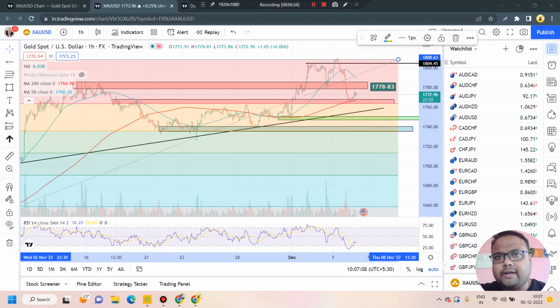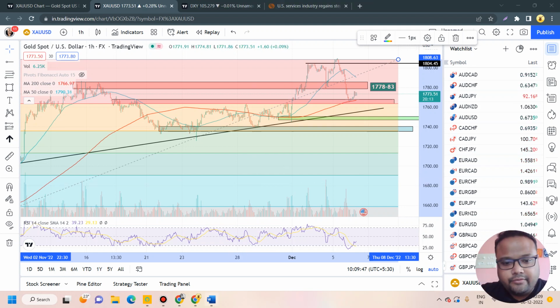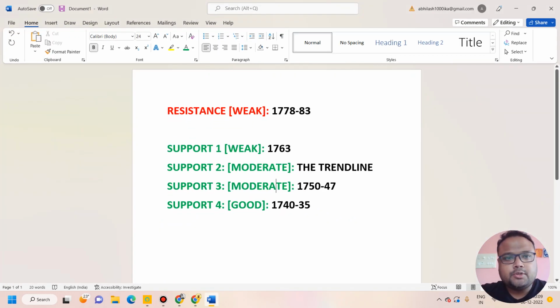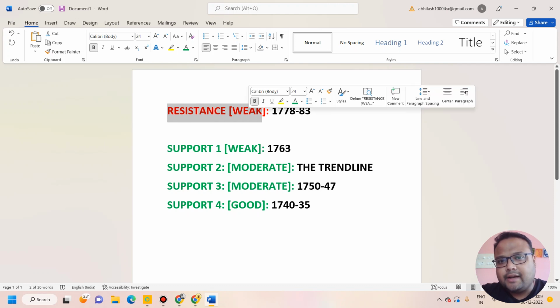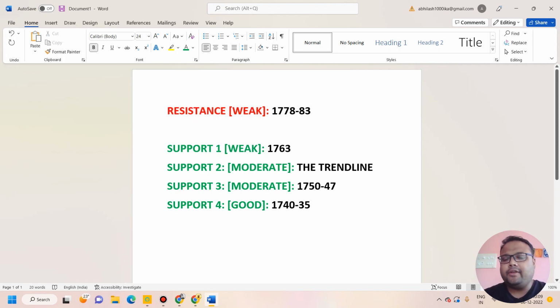So if you want, I can write down the numbers. Give me a few seconds to cut down the confusion. Okay, I have a list. So we have a resistance around 1778, 1783 because of previous support acting as resistance, but this is not a very strong resistance. It is a weak resistance, so be careful.